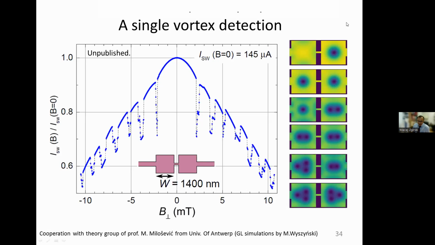By the way, these panels on the right are Ginzburg-Landau simulation of this structure provided by Michał Wyszyński from University of Antwerp, with whom I have collaboration. And then still when we increase, so this sharp transition corresponds to the onset of the one vortex into box. Here, 2 vortices, here 3 vortices. So the scheme of the switching current is very sensitive to the presence of vortices.